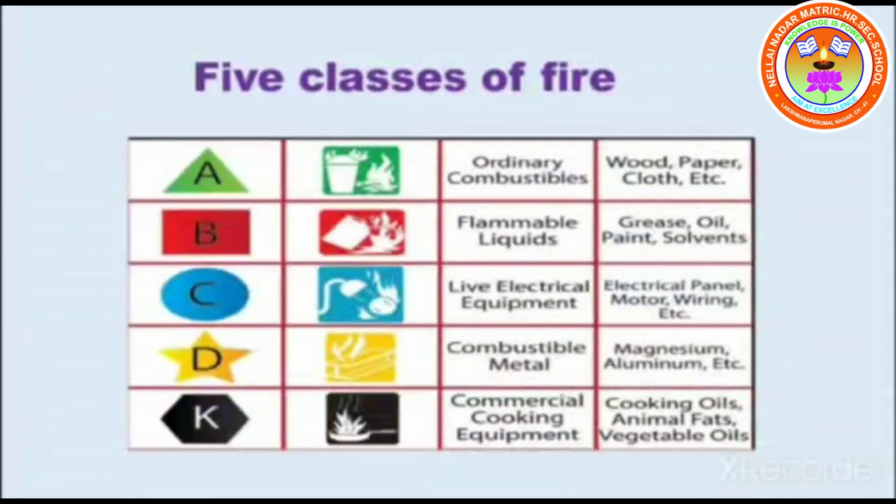Class C fire, live electrical equipment, example electrical panel, motor, wiring, etc. Class D fire, combustible metal, example magnesium, aluminium, etc. The last one is Class K fire, commercial cooking equipment, cooking oil, animal fat, vegetable oil.